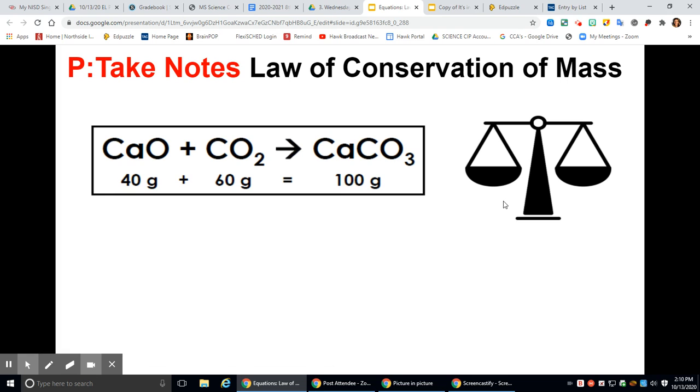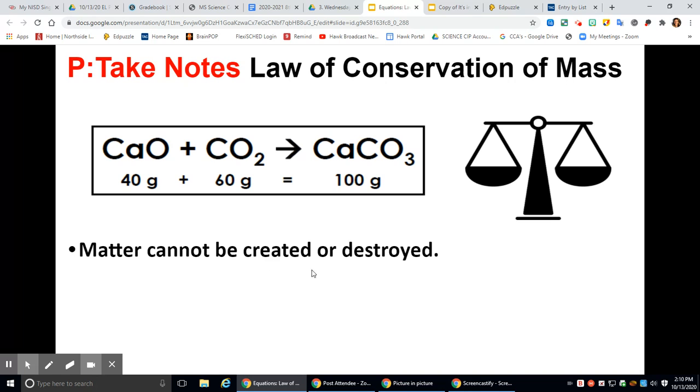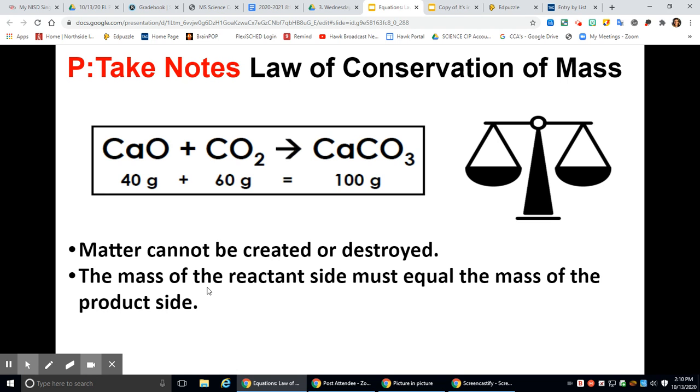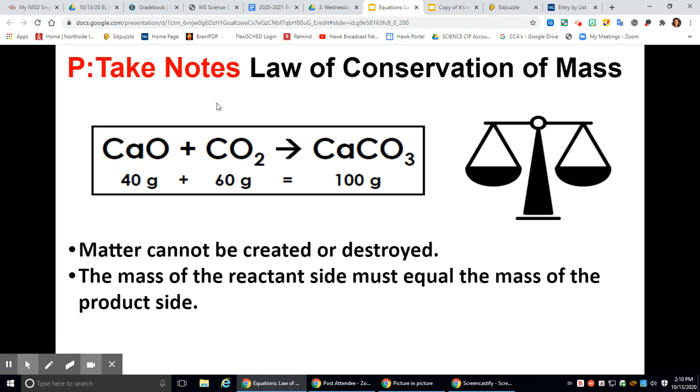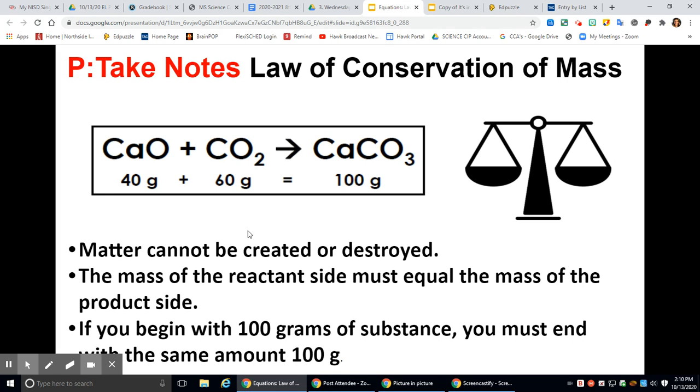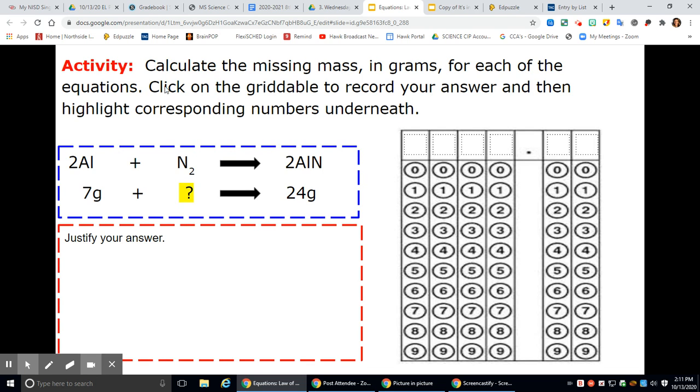So let's take notes for our practice. The law of conservation of mass: matter cannot be created or destroyed. The mass of the reactant side must equal the mass of the product side. So this is the mass of your reactant side. It must equal the mass of your product side because matter can't be created or destroyed. If you begin with 100 grams of a substance in your reactants, you must end with the same amount, 100 grams. They have to be equal.